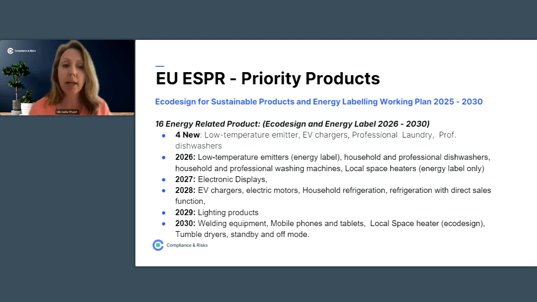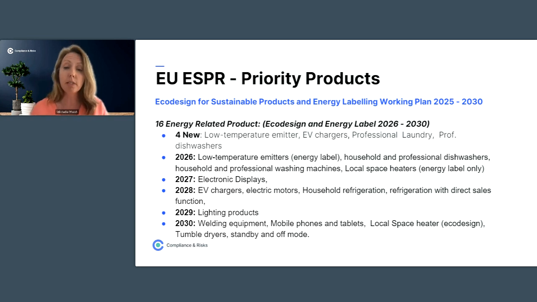Coupled with that, the plan explains that there are a number of energy-related products that they are also going to have eco-design and energy labeling measures for over the next few years. Some of these are carried over from the last Circular Economy Action Plan, but there's 4 new ones. So the new ones are low temperature emitters, electric vehicle chargers, professional laundry, which is your professional washing machines, and professional dishwashers. So the timeline is, in 2026, there's going to be an energy labeling measure for low temperature emitters. Household and professional dishwashers will have eco-design and energy labeling requirements, as well as local space heaters will have an energy labeling requirement as well.